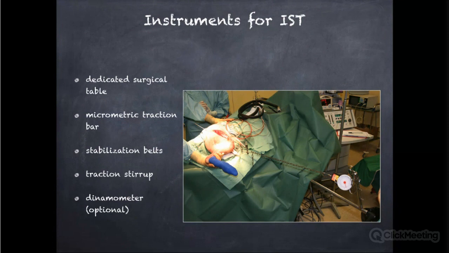A micrometric traction bar. Why? Because the traction bar is doing the job for us and is capable of holding the tension, the force applied to the fracture, in a very consistent way. Stabilization belts are used to stabilize the patient to the table in order not to slide out of the table. A traction stirrup, we are dealing with this technique in a second, and a dynamometer. Why? Because I like to understand how much force I'm applying to the patient.